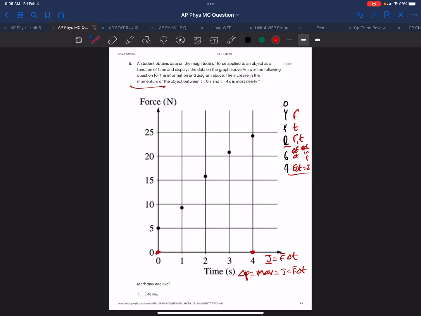Well, the increase in momentum, the change in momentum, is going to be the impulse, J, and the impulse is the area. So we are looking for the area between 0 and 4 seconds. Now, if we look at that a little more closely, we see, okay, we could draw a curve, but really it's more likely a straight line. And so now we have this trapezoidal shape.